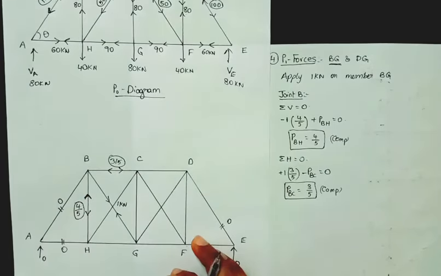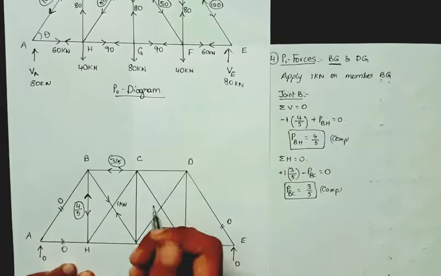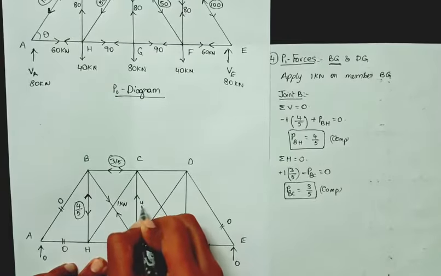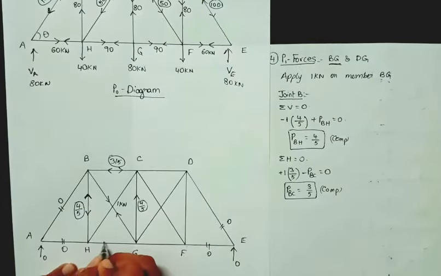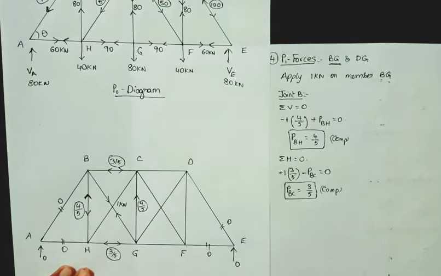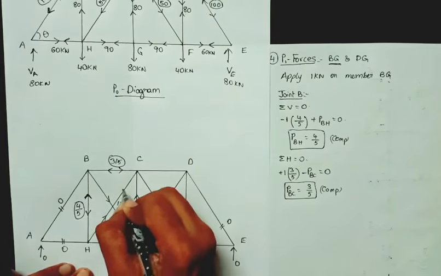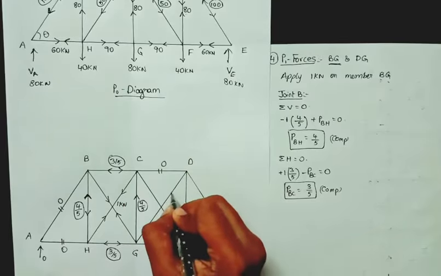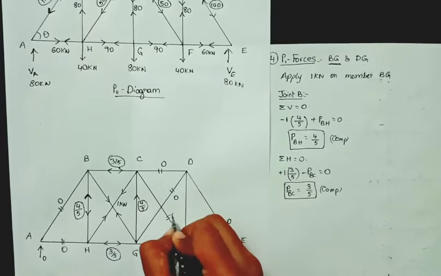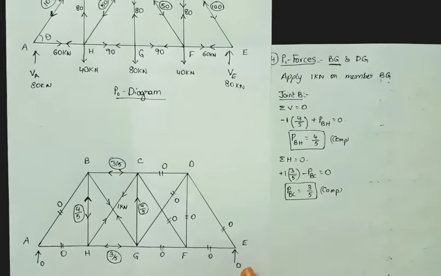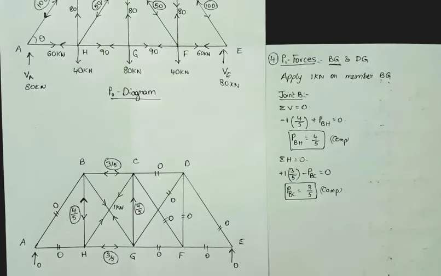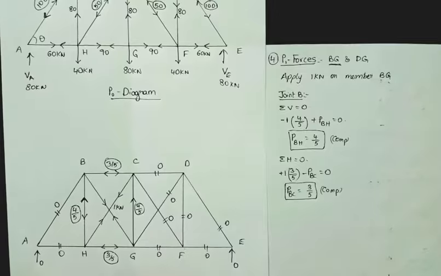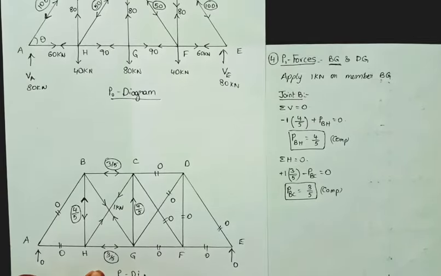So in a similar manner, you can take joint C, joint G and joint H and analyze. You will get the same values as 4 by 5 compression. Here it is 3 by 5. So the majority of the members will be in compression and member CH will be in tension, 1 kilonewton. The remaining forces will be equal to 0. If you have any doubt, you can analyze separately. So this is the process which we adopted for the P1 forces, and this diagram is known as the P1 diagram.